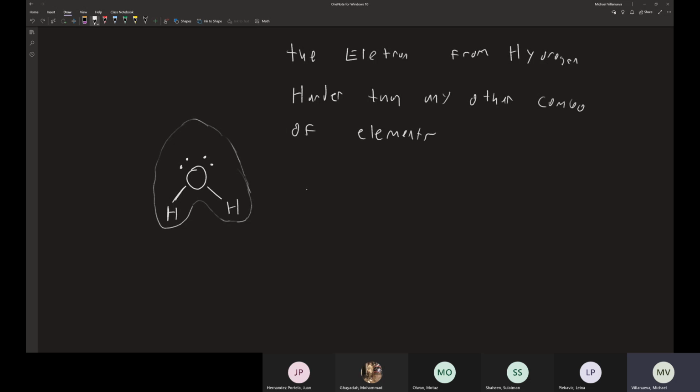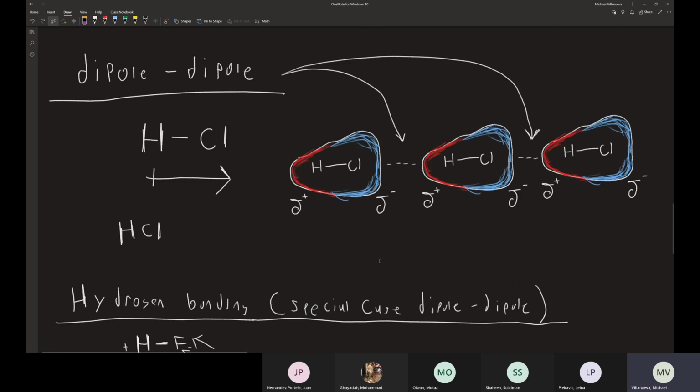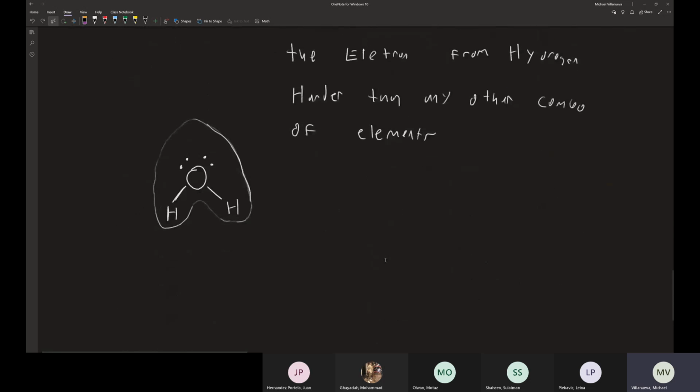There we go. Something like that. So let's color that in. We're using blue for negative.